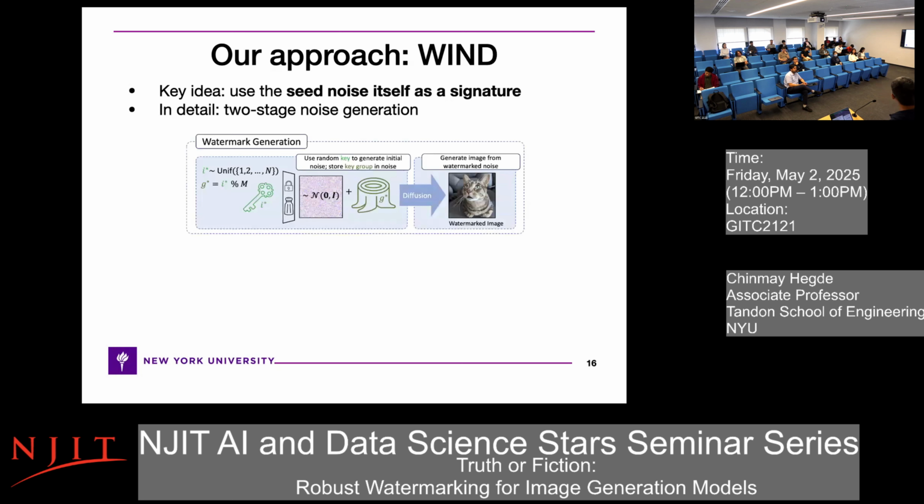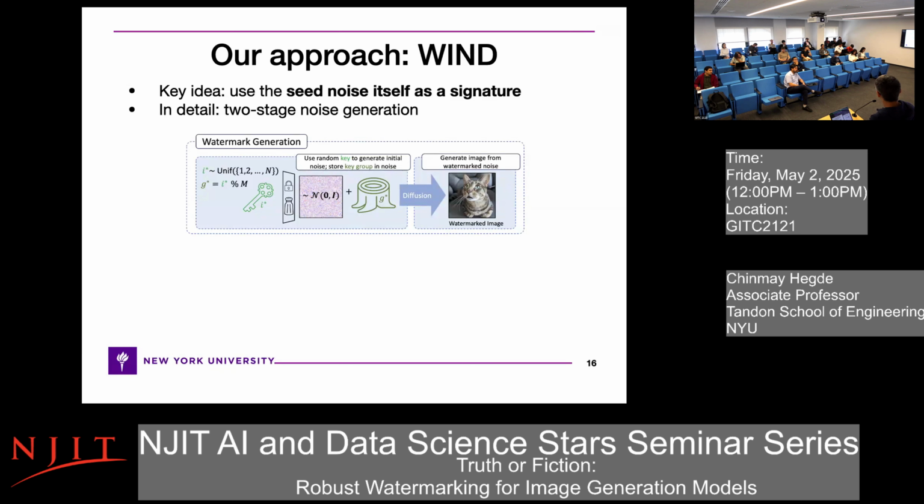So in detail, we have a particular way to generate the noise, and this is again for cryptographic guarantee reasons. We have a two-stage procedure to sample the noise. It's not a single call to a pseudo-random number generator, but two calls. But once you do that, you can use the randomly generated noise vector as input to your diffusion model and generate the image. Okay.